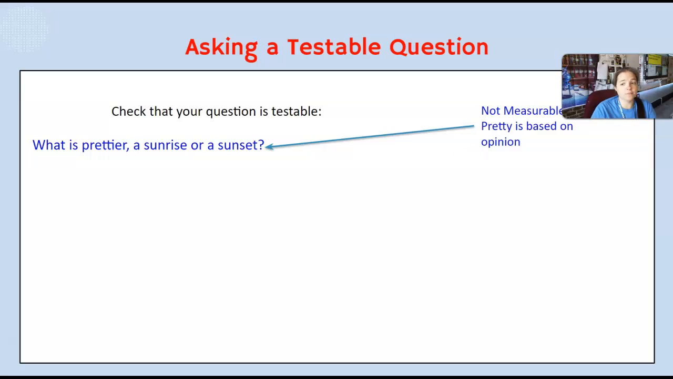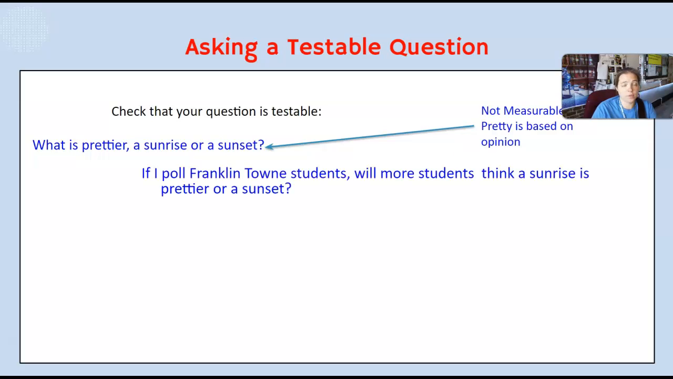Well, first off, pretty is an opinion. So it's not fact-based, so you can't really measure it. However, I could switch it. If I poll Franklin Town students, will more students think the sunrise is prettier or a sunset? Now I can measure how many think it is this versus how many think it is that.